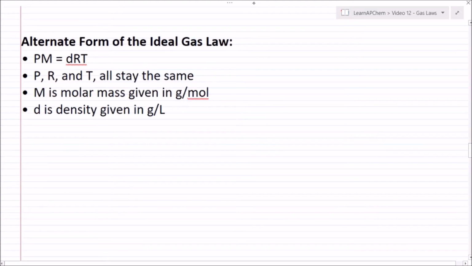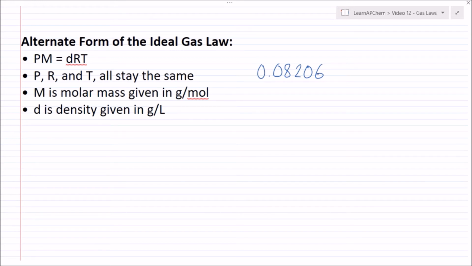Alright, so let's talk about the alternate form of the ideal gas law, and this says PM equals dRT. Now what does that mean? Well, P, R, and T are all going to stay the same. So P is going to be given in atm, T is given in Kelvin as usual, and R is our same constant from before, 0.08206. Now M here is molar mass, which is as usual in grams per mole, and d is the density of the gas, given in grams per liter.